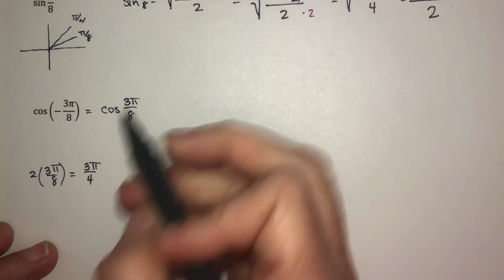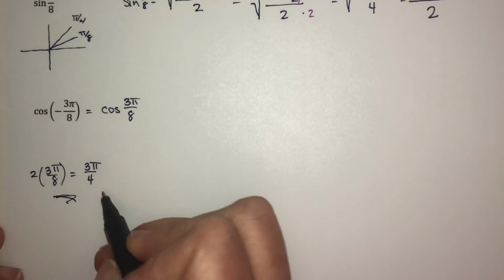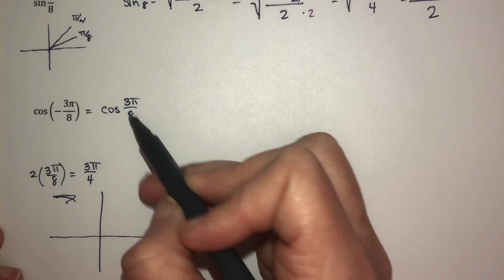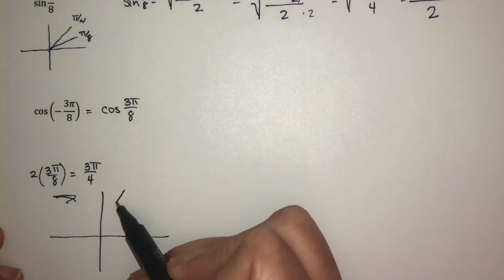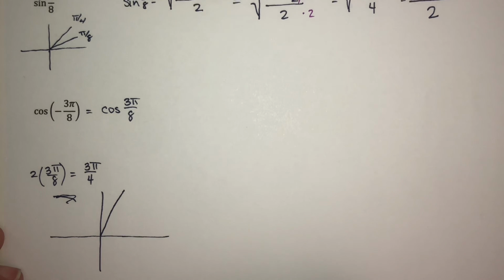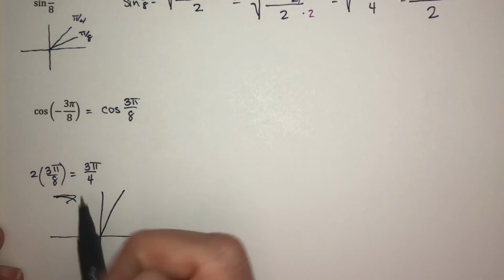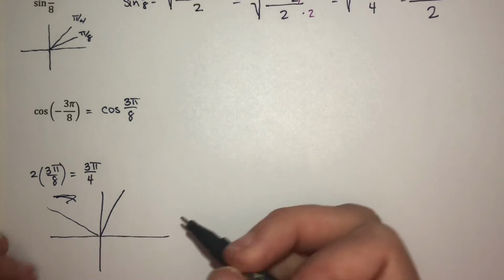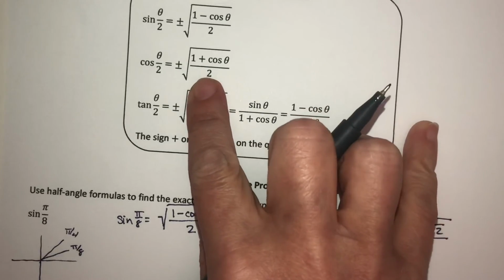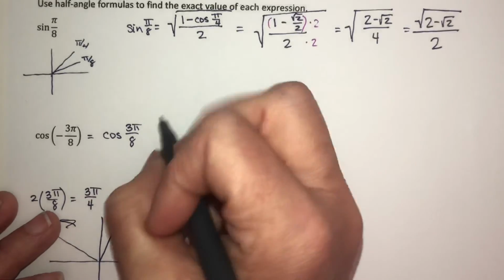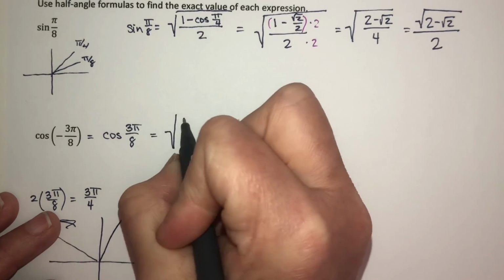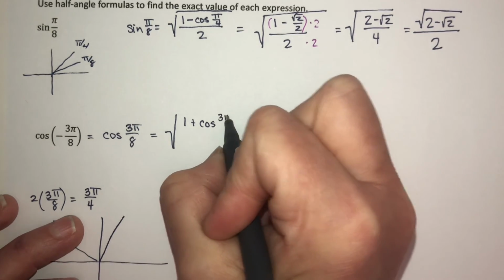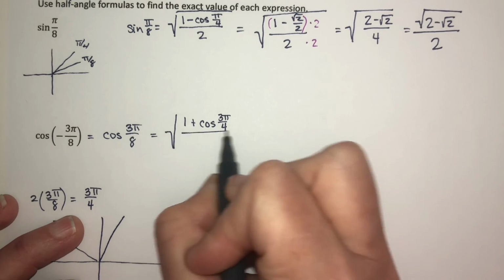Okay, well, let's figure out what quadrant we're in, okay? 3 pi over 8, 3 over 8 is less than 1/2. So that's going to be in quadrant 1. So it's going to be positive as well. 3 pi over 4 is over here, but half of it is in quadrant 1. Okay? So I'm going to use the positive version right here. And I have the square root of 1 plus cosine of 3 pi over 4 divided by 2.